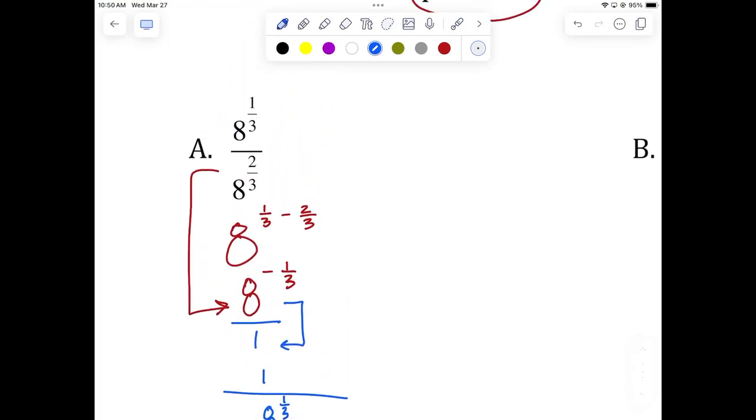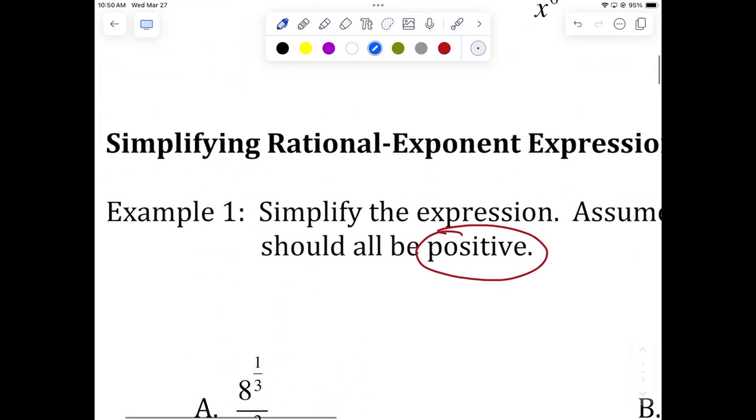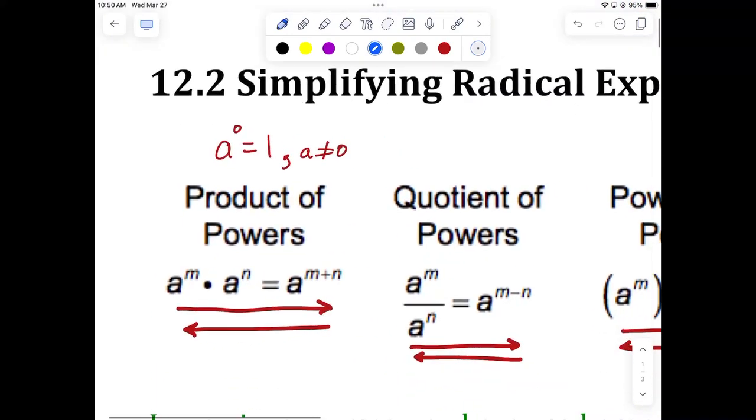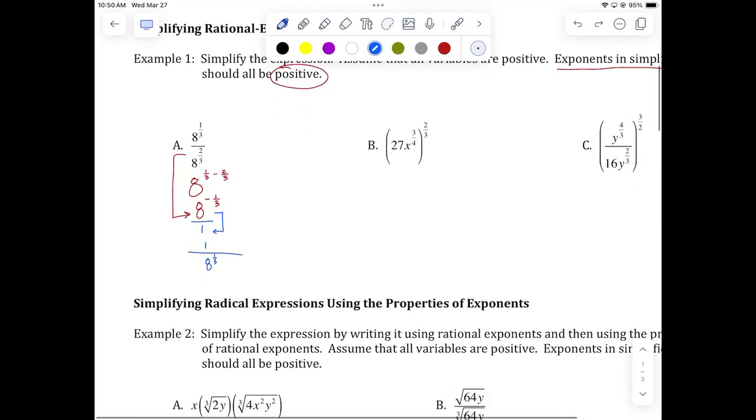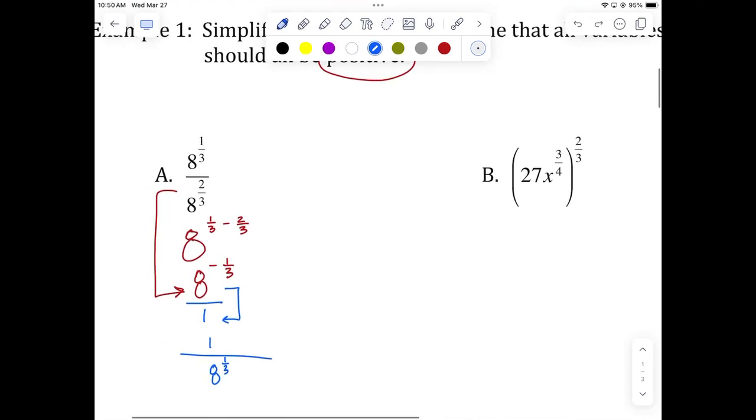No, this is this rule up here. When you're dividing and the bases are the same, you subtract the exponents. Did the 8's divide out here? No. If they're different, then you can't really do anything with them. They would stay the same.